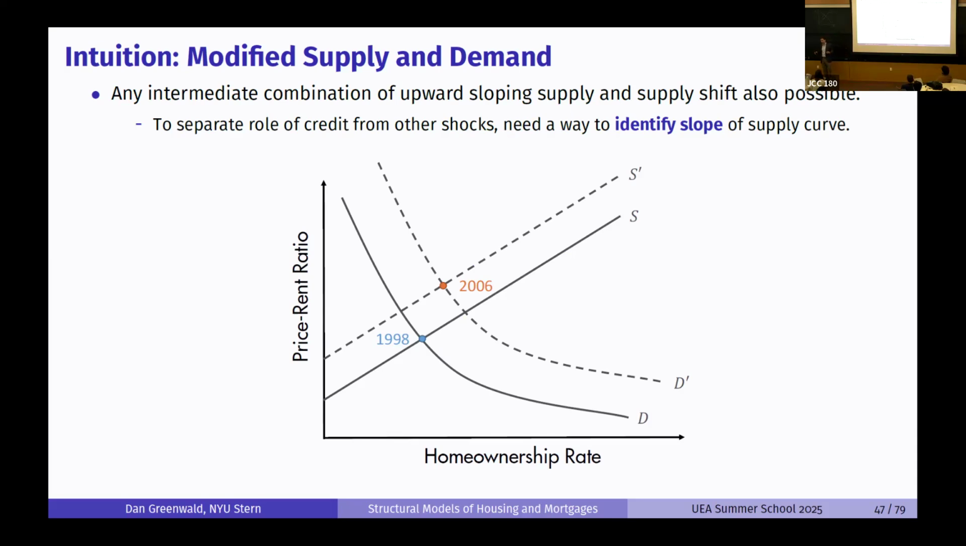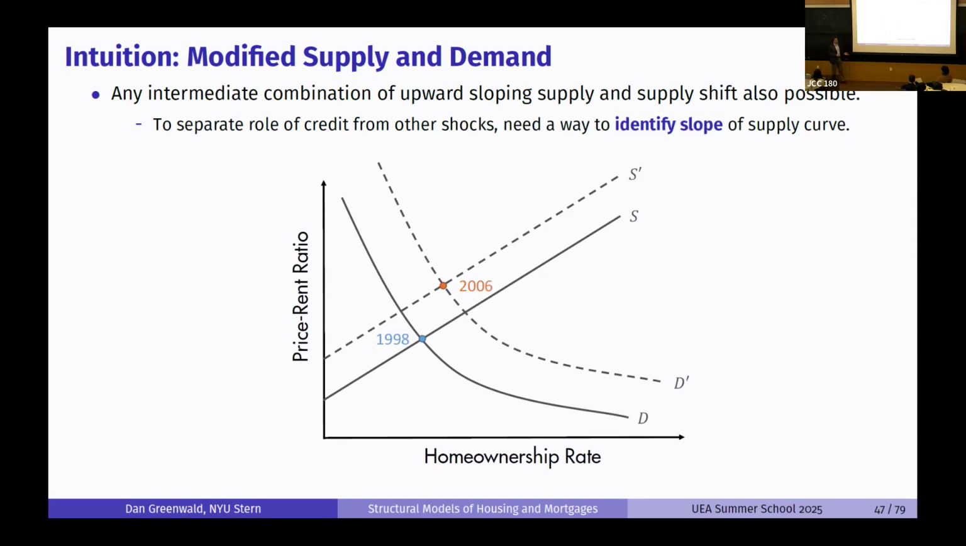So what we need to do if we want to understand the role of credit, which is the movement along the supply curve, we need to understand the slope of this supply curve. And that's what we're going to try to do in the paper. So basically, how do you measure the slope of a supply curve? We're going to do it the classic way.